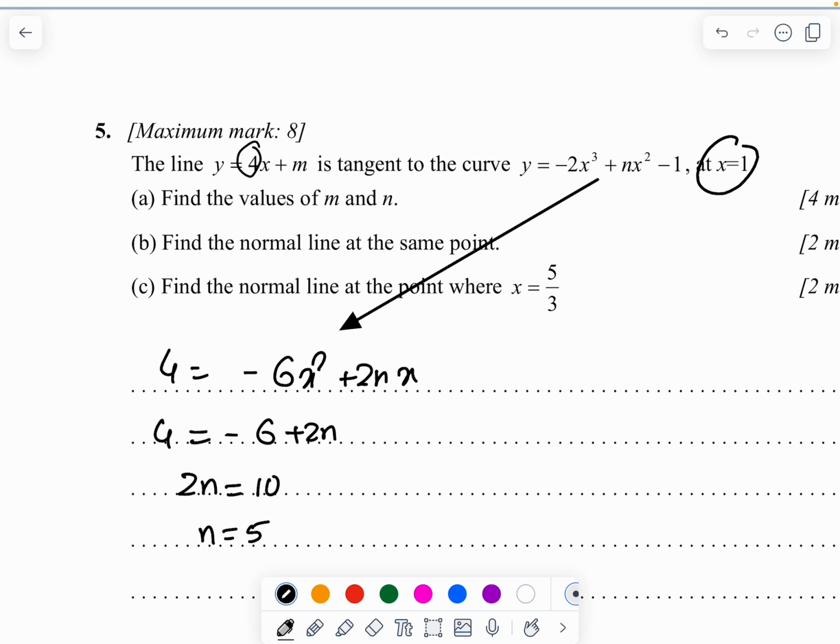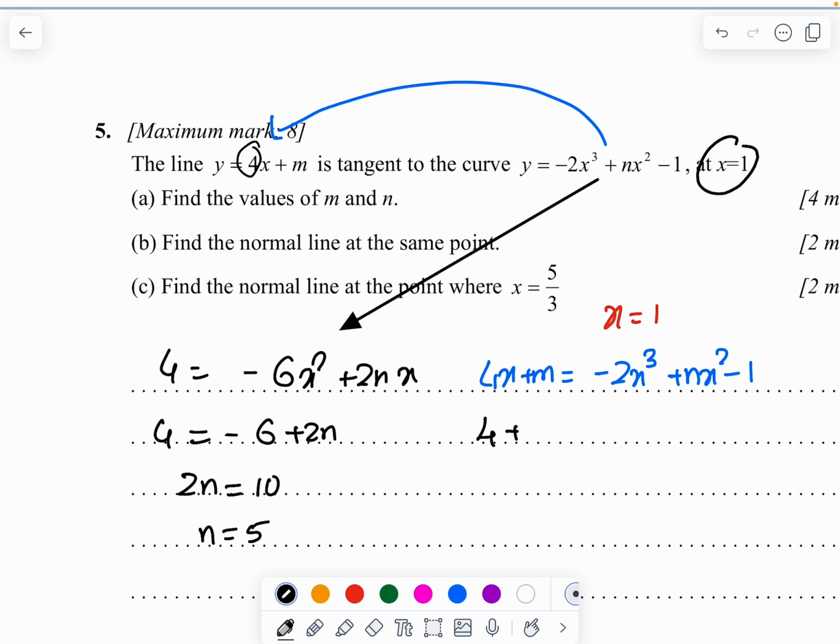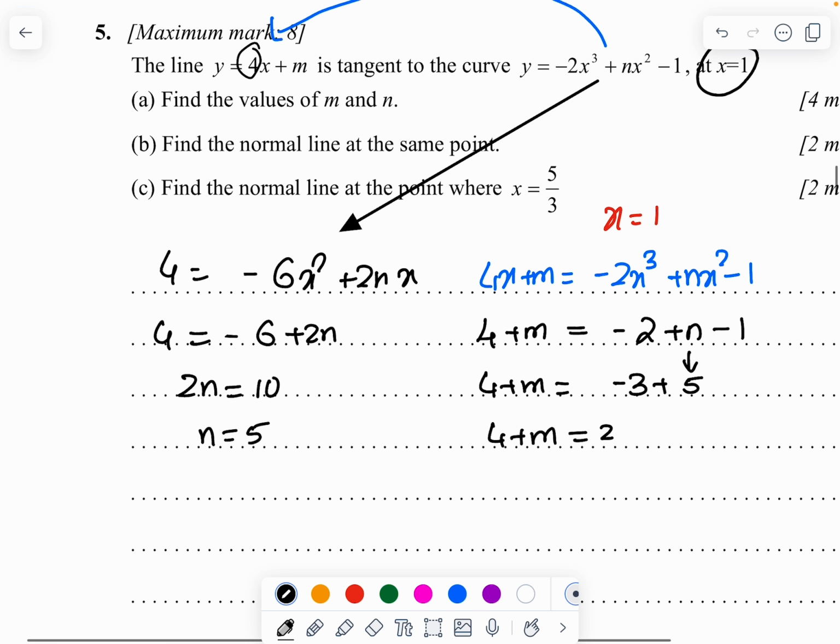Now I need to get the value of m. It is also known that at x equals 1, both the functions are equal. So 4x plus m should equal negative 2x cubed plus nx squared minus 1 at x equals 1. Plug that in: 4 times 1 is 4. So 4 plus m equals negative 2 plus n minus 1. But n is 5, right? So 4 plus m equals negative 3 plus n, and with n as 5, 4 plus m equals 2. So m equals negative 2.